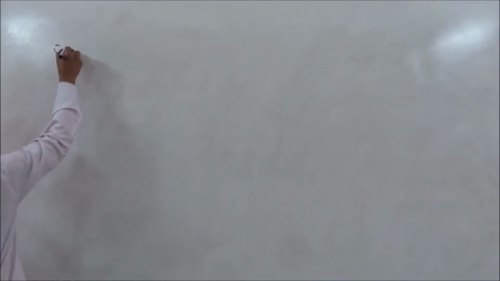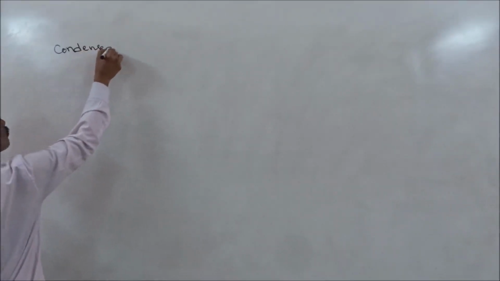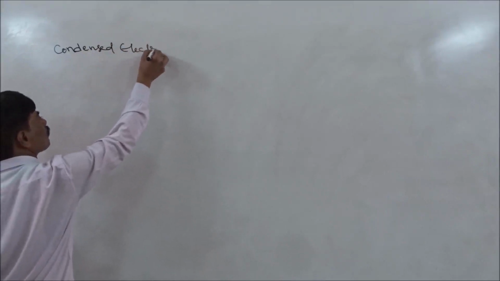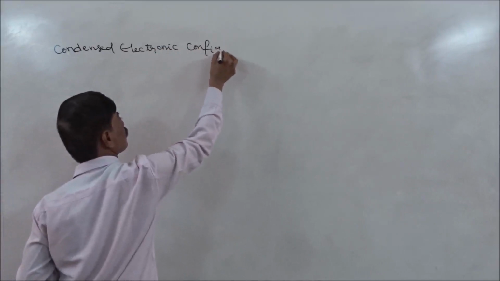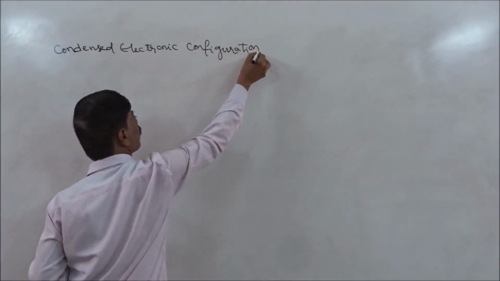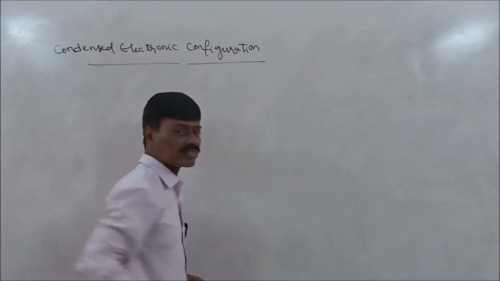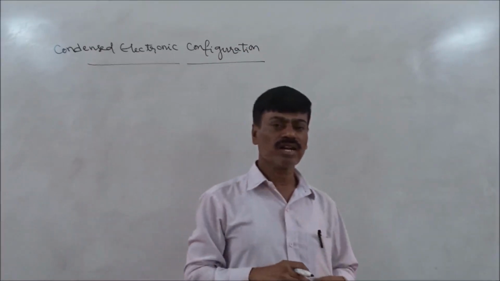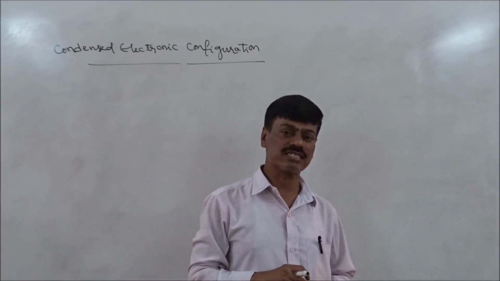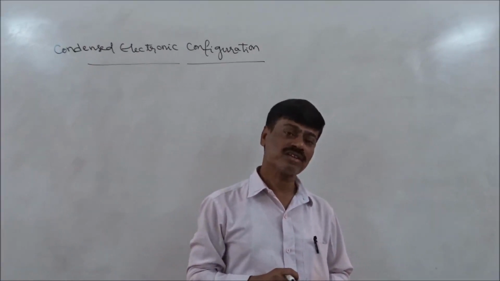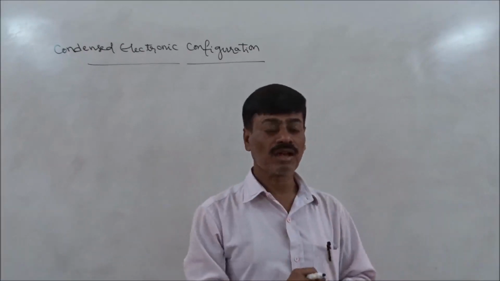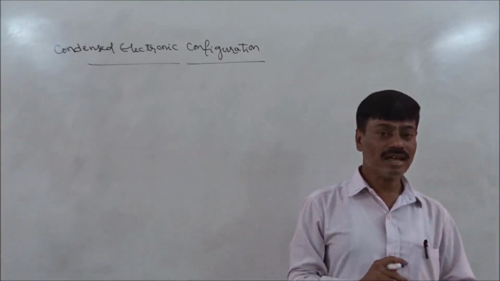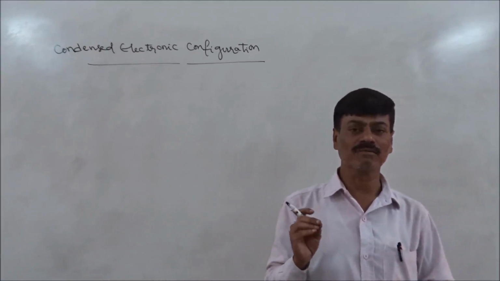Now let us see condenser electronic configuration. What is meant by condenser electronic configuration? Condenser means making small. Whenever we write electronic configuration for any element, that electronic configuration can be made short by choosing the nearest noble gas element.